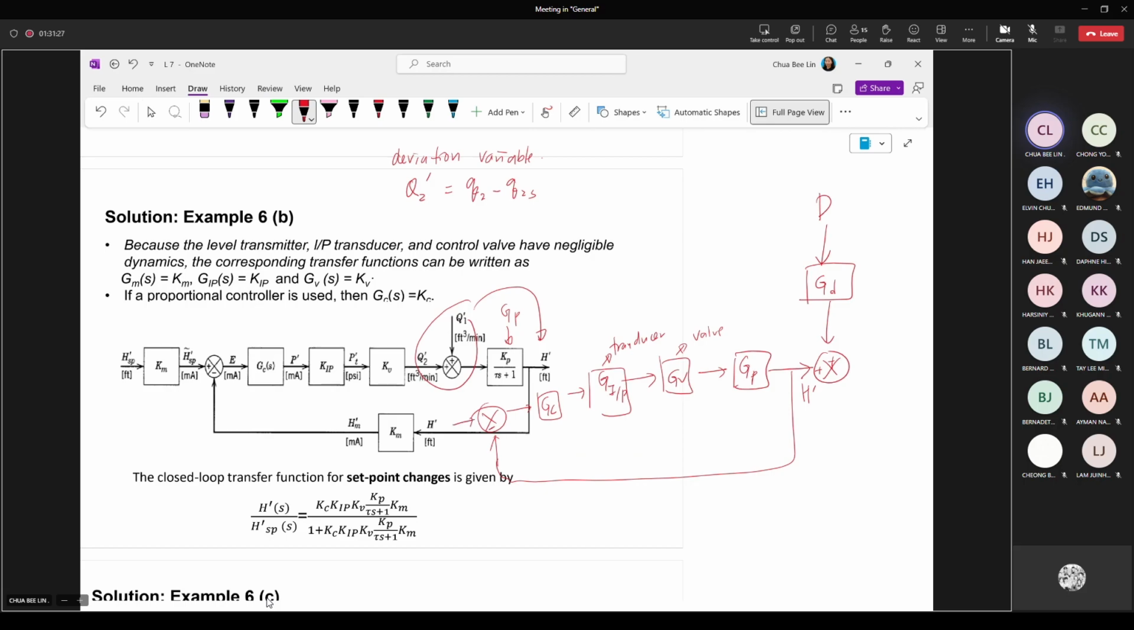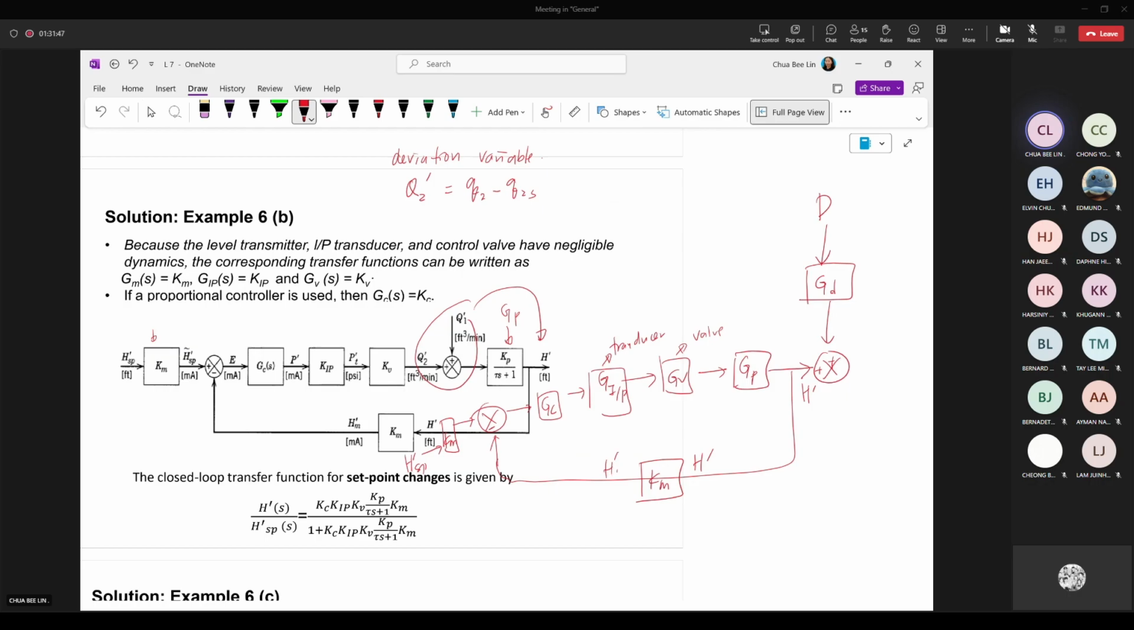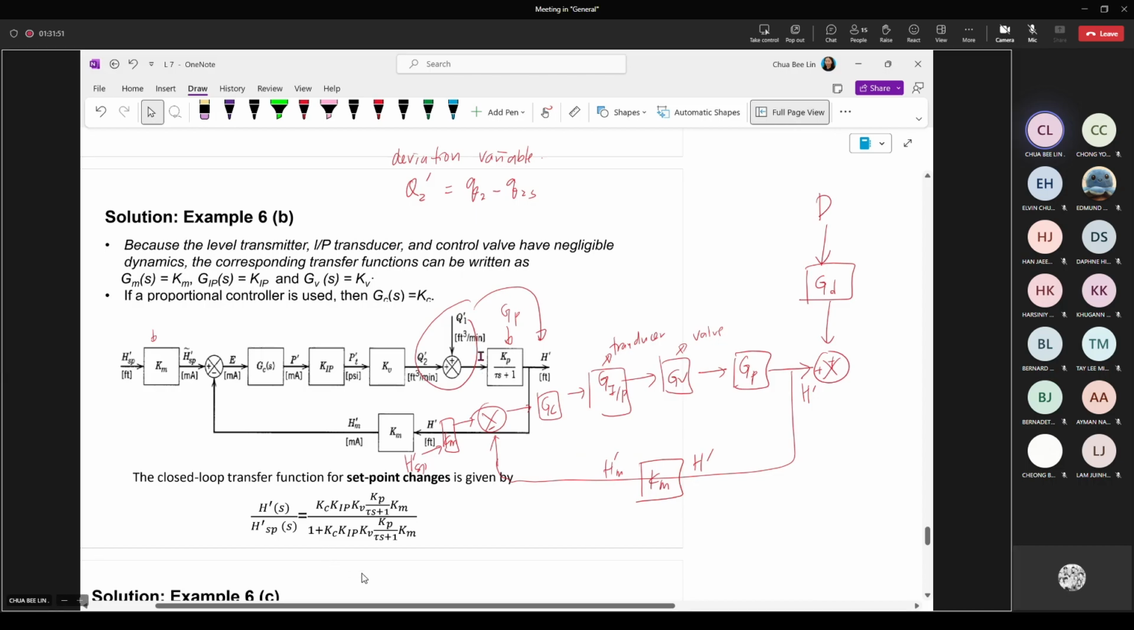So the one going in will be your another transmitter over here. So you will complete this exactly the same, Km. Then the one going in is H prime SP. Okay, so here have another transmitter Km. Initially is H prime. It will be converted to electrical signal to become H prime measured variable. Okay, so this one. The correction here is only to move this one after the GP.